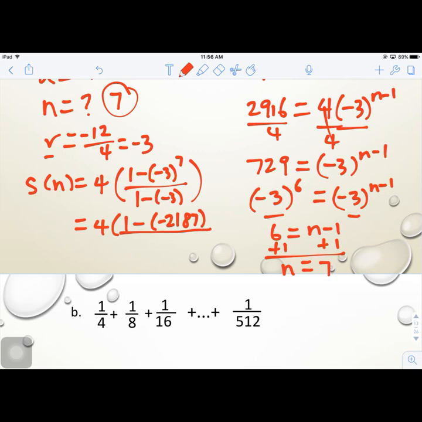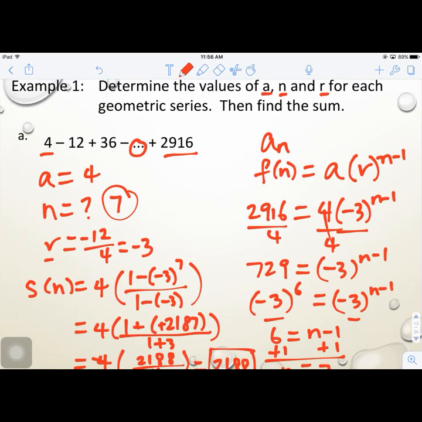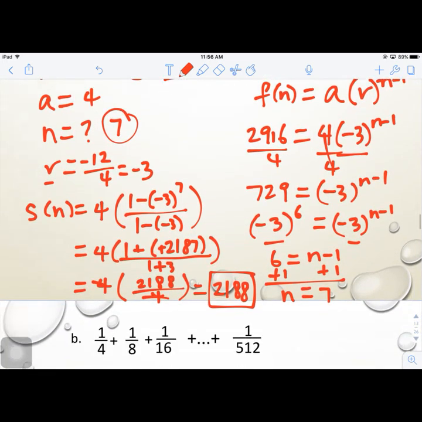Divided by negative is now plus, so 1 plus 3 on the bottom. And we still have that 4 over, and then these two will combine to 2188 on top, and then 4 on the bottom. And the 4's will cancel out nicely. That will leave us the answer of 2188. And that should be the sum of adding this sequence up. And that is how we solve this problem.